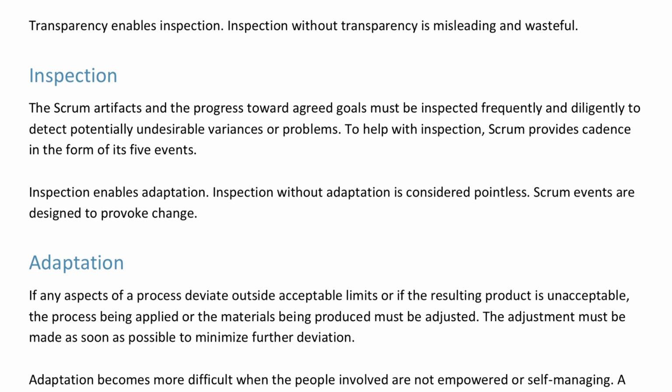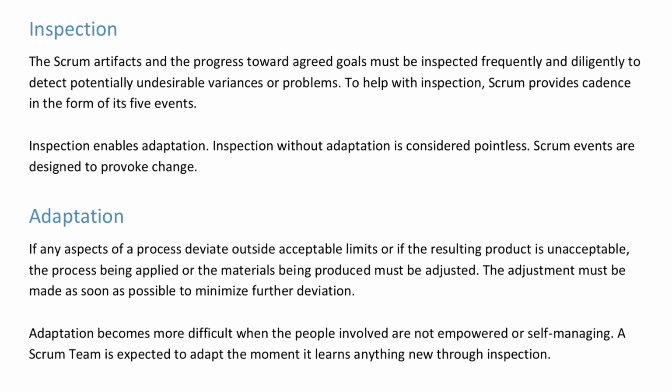Inspection. The Scrum artifacts and the progress towards agreed goals must be inspected frequently and diligently to detect potentially undesirable variances or problems. To help with inspection, Scrum provides cadence in the form of its 5 events. Inspection enables adaptation. Inspection without adaptation is considered pointless. Scrum events are designed to provoke change.